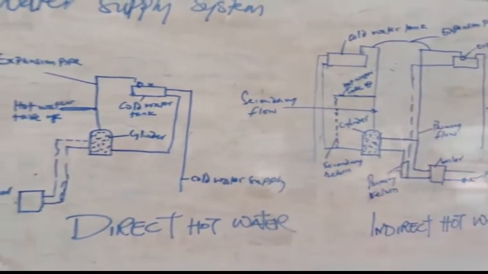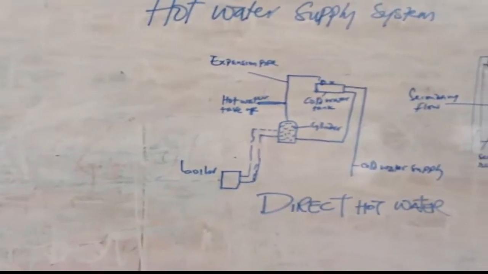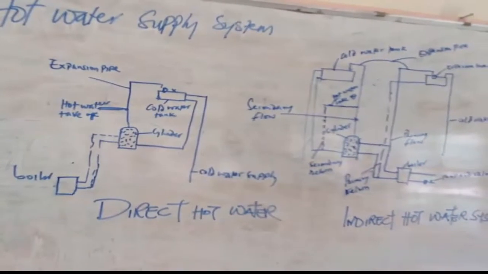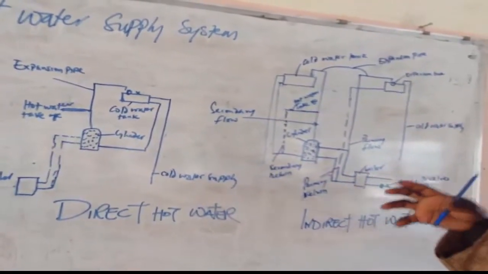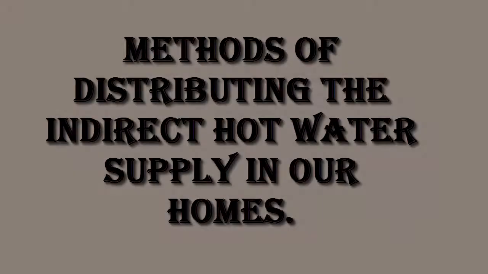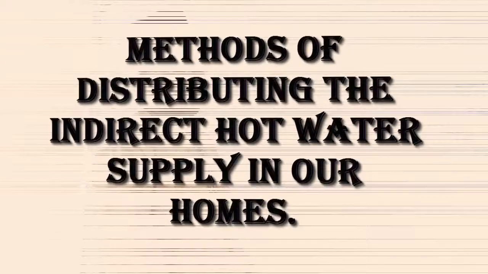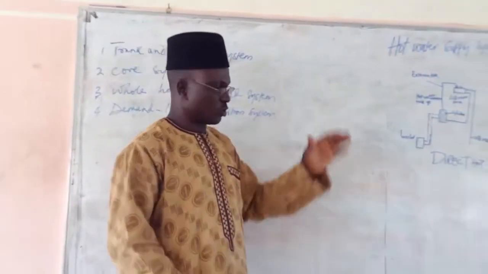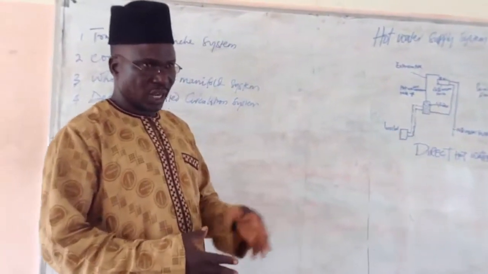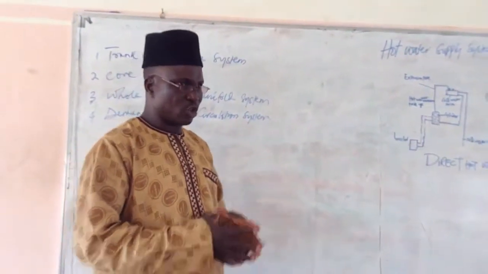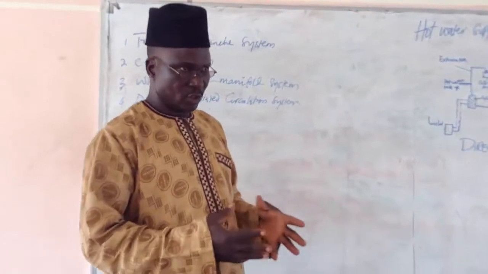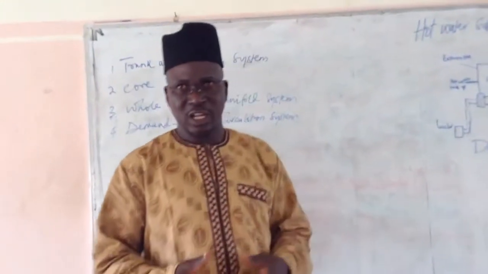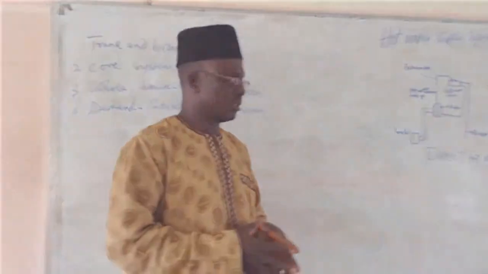We will now look at a simple design: how do we distribute this water? In the method of distribution, you will now see the different methods of distribution of this water. Having had the two methods of hot water supply, we shall now look at ways of distributing this water. What is distribution? The systems where you take this water to various points.